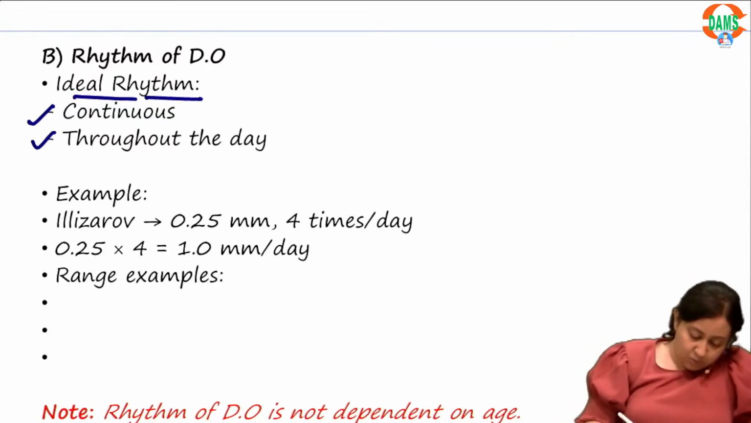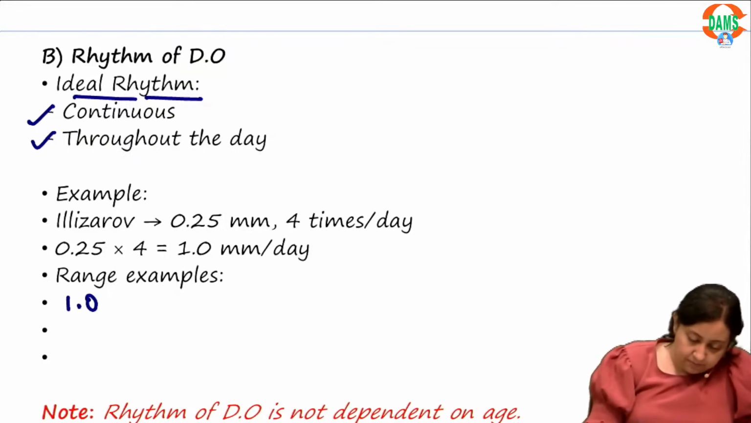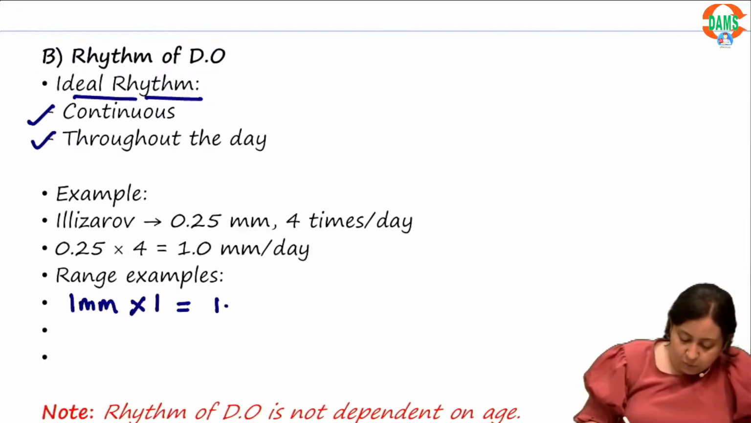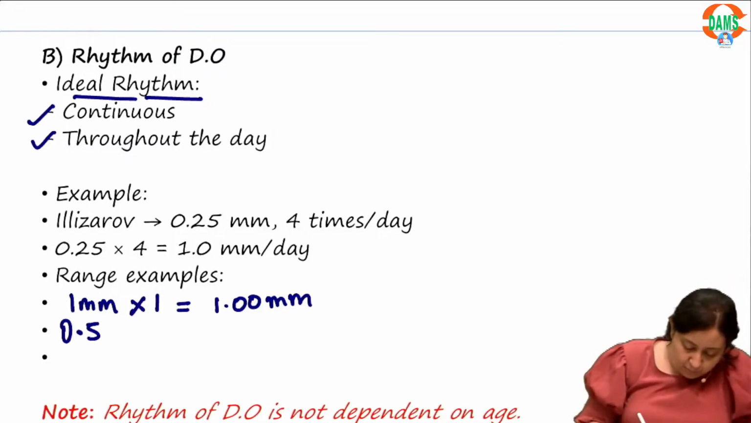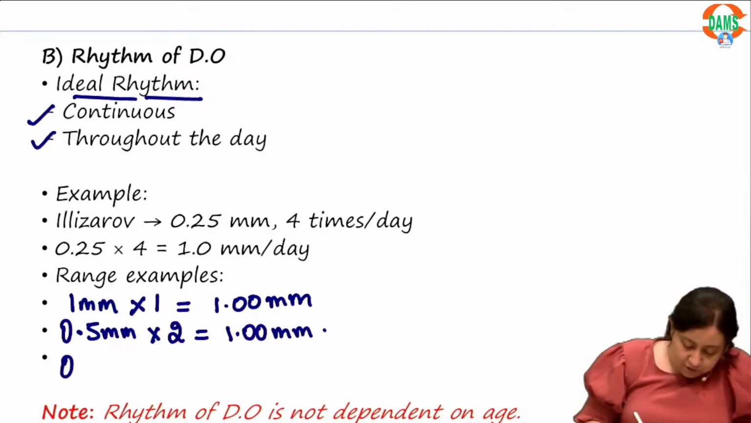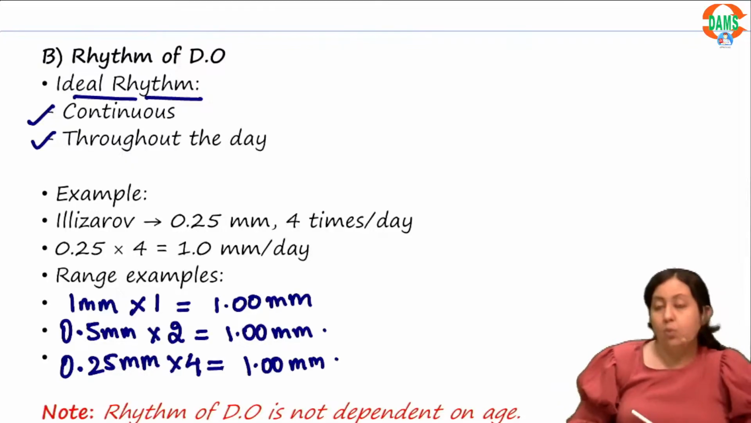All right, suppose you ask the patient that you can do 1 mm movement once a day, the total will come out to 1 mm. Okay, or you can tell the patient to do 0.5 mm twice a day, the total movement will come out to be 1 mm. Or you tell the patient to do 0.25 mm 4 times a day, the total movement you will achieve is 1 mm.